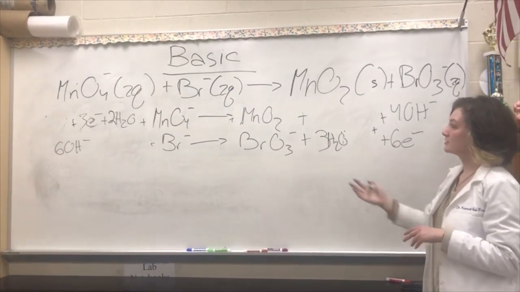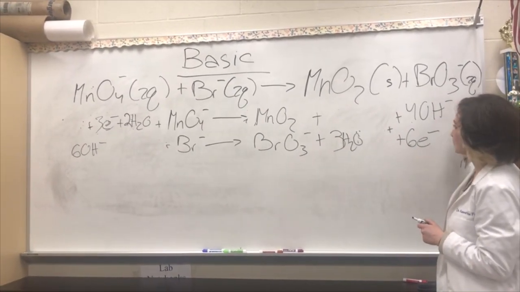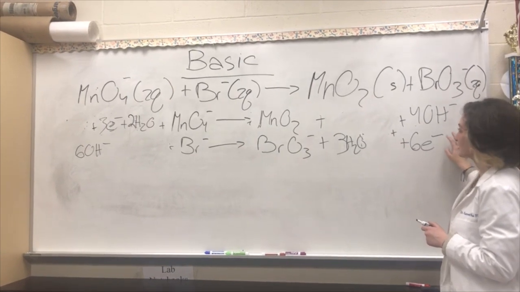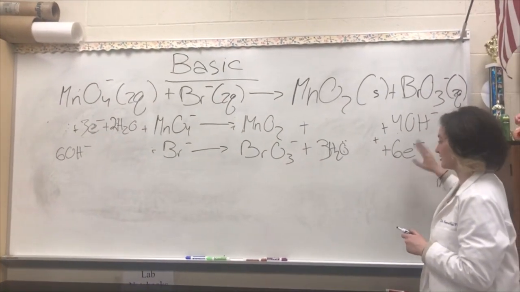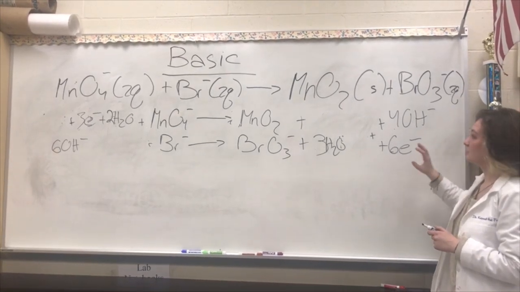There's another step that we didn't do in the acidic reaction that we'll have to do in this reaction. As you can see, the charges aren't balanced. We have 3 electrons in the oxidation half reaction and 6 electrons in the reduction half reaction. This means that the charges aren't balanced.